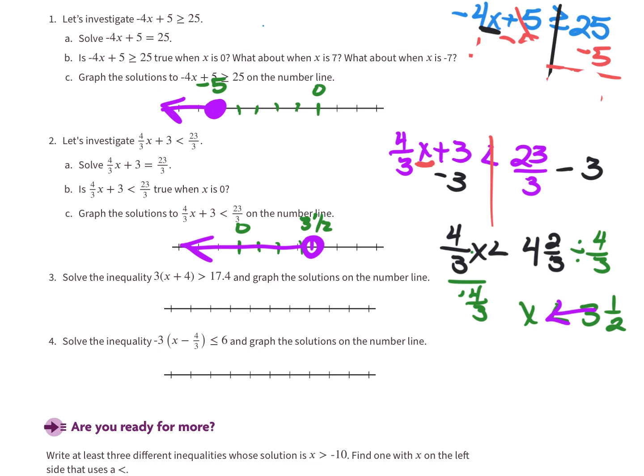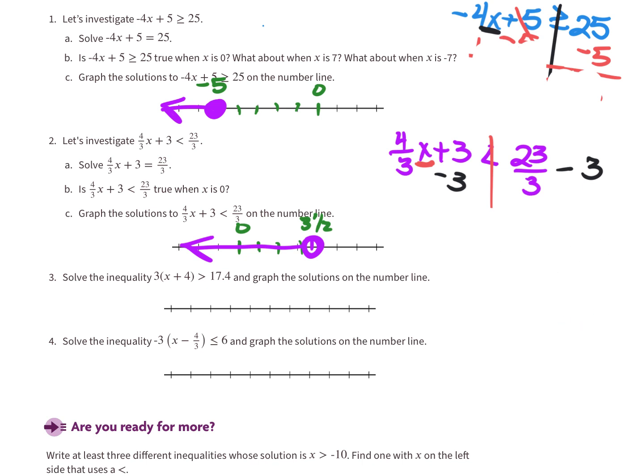All right, solve the inequality. 3 times x plus 4 is greater than 17.4. Okay, when we have inequalities, it's probably better to do the distributive property so we're not getting the negatives with the x's mixed up. So this one doesn't have negatives, but let's just do the long way anyways. 3 times x is 3x. 3 times 4 is plus 12. Is greater than 17.4.